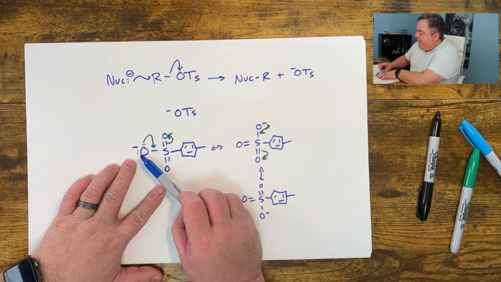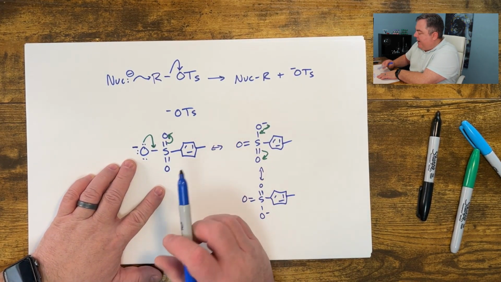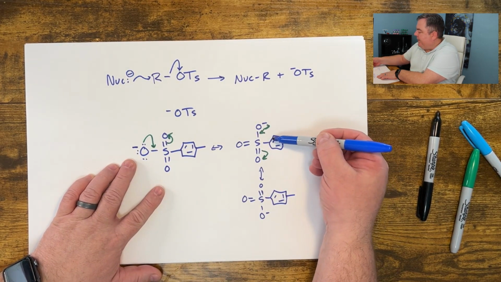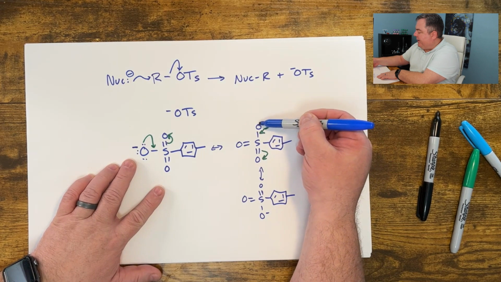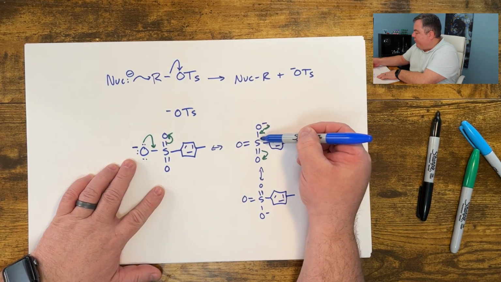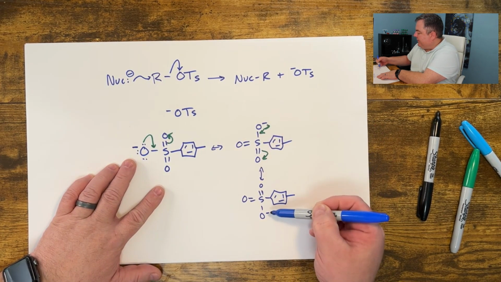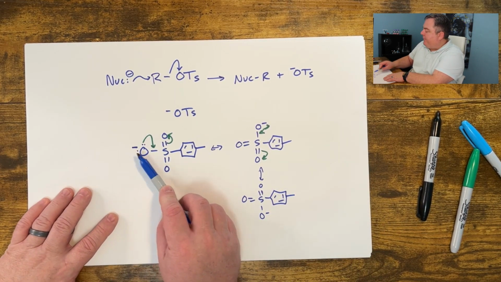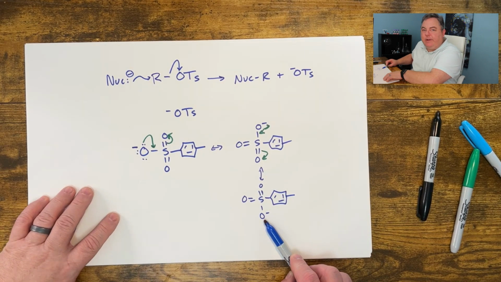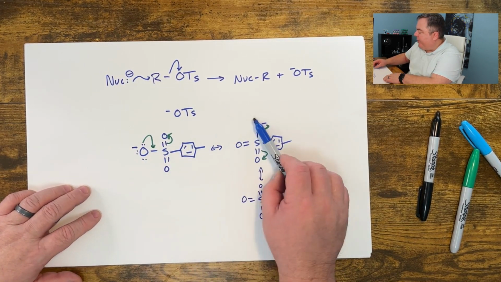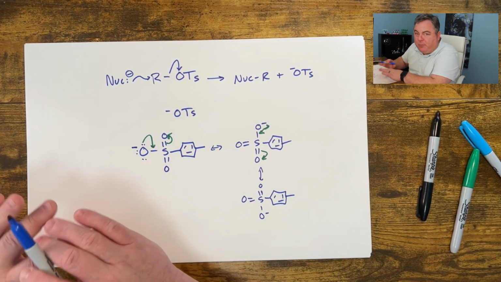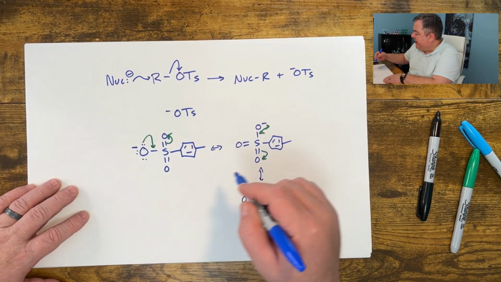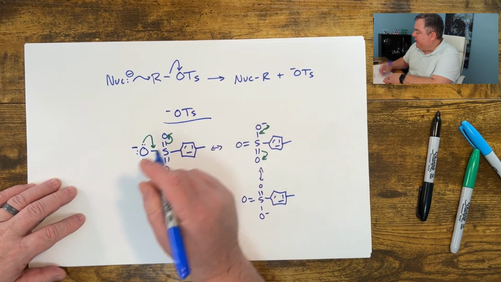Let's show why. Well, this negative oxygen, I could draw a resonance form where I push electrons down and up onto oxygen to make the negative charge on this oxygen. Another resonance form I could push in and down to this oxygen and make a negative on this oxygen. So that negative charge can be shared over 3 different negative oxygens. So when you spread it out over 3 atoms, that spreading out of the negative charge makes it very happy, and so it likes to leave that way. So that's a good leaving group.